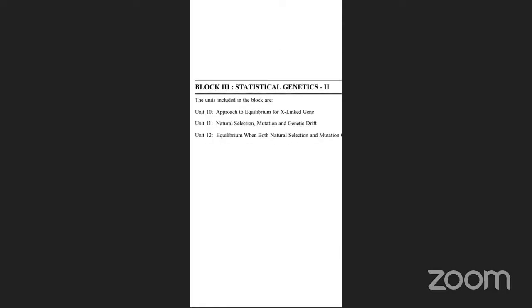Next, statistical genetics. Approach to equilibrium for X-linked gene. Natural selection, mutation, and genetic drift. Equilibrium when both natural selection and mutation act. So, approach to equilibrium for X-linked gene. After studying this unit, the student should be able to know the importance of the Hardy-Weinberg law.